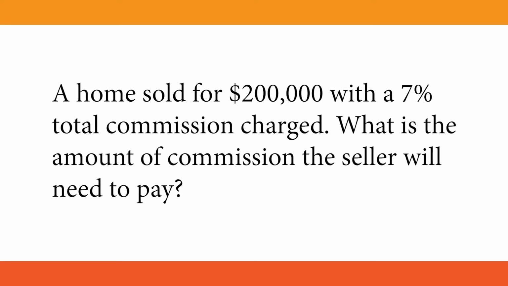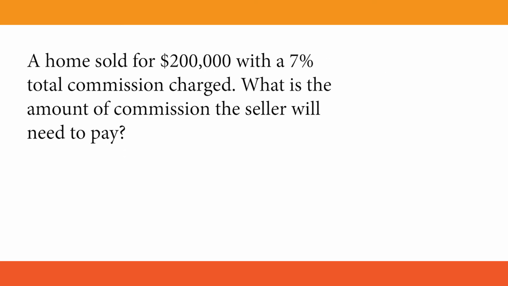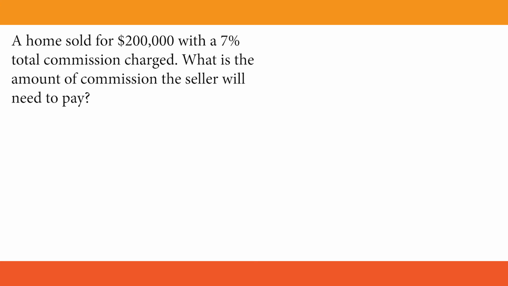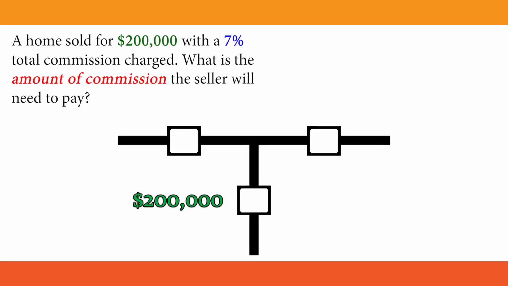Let's practice our first commission problem together. A home sold for $200,000 with a 7% total commission charged. What is the amount of commission the seller will need to pay? Setting up our TBar, we place $200,000 on the bottom left and 7% on the bottom right. Multiply $200,000 by 7% to find the total commission of $14,000.